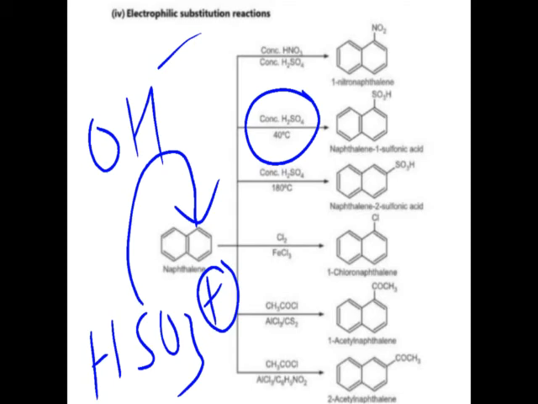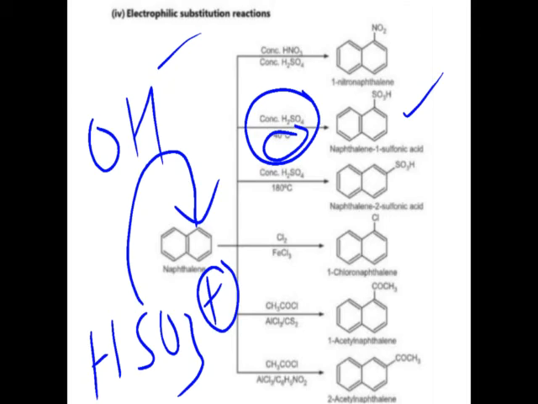So this HSO3 binds to this carbon, and you are getting this product. It is called naphthalene 1 sulfonic acid. So this sulfonation reaction takes place when we are using a temperature of 40 degrees Celsius.